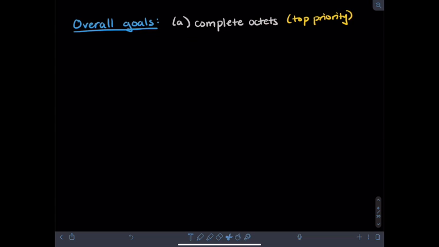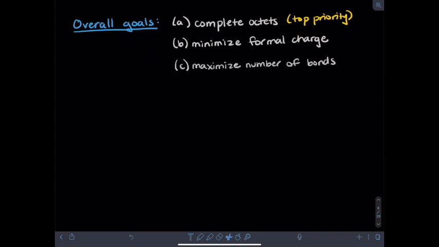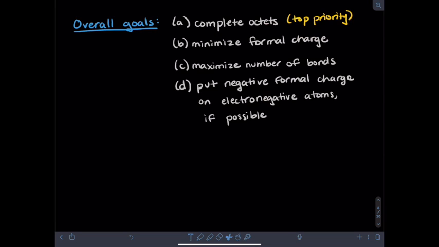Your first priority, and the most important one, is to form complete octets whenever you're able to. Your next overall goal is to minimize formal charge. Third goal is to maximize the number of bonds in a molecule. And lowest priority, but still helpful if you're able to, is to put negative formal charge on electronegative atoms, if possible.